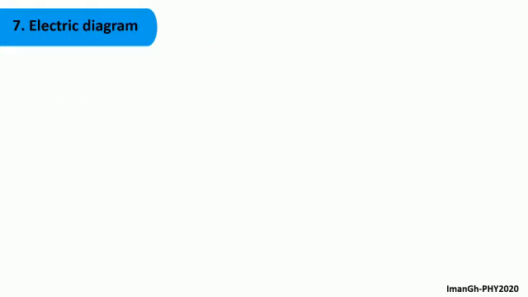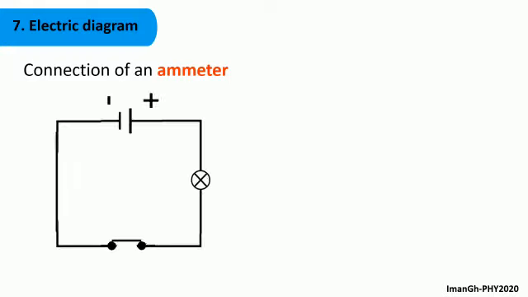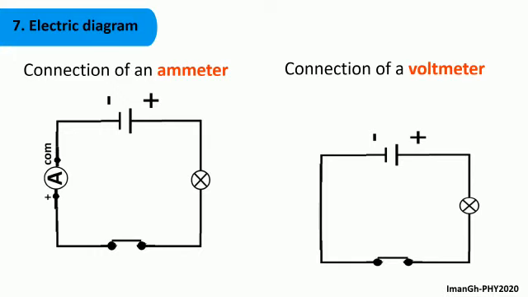So if we want to draw an electric diagram that has a voltmeter or an ammeter, we should use the previous symbols. In the first diagram, we want to measure the current, so we should use an ammeter. The ammeter should be connected in series, where the COM is connected to the negative pole and the plus to the positive pole. In the second diagram, we want to connect a voltmeter to measure the voltage. So, the voltmeter is connected in parallel. Again, the COM is connected to the negative pole of the dry cell and the plus to the positive pole.